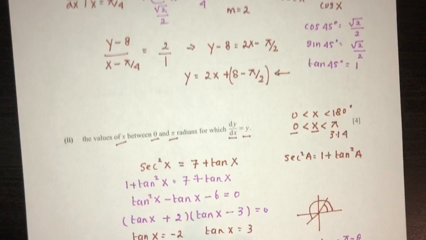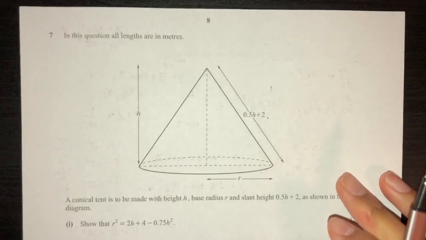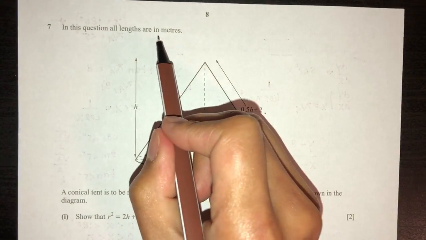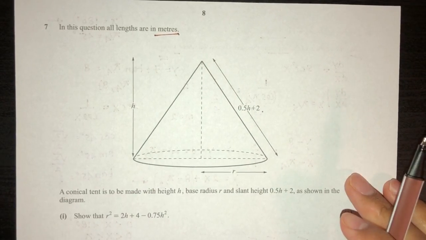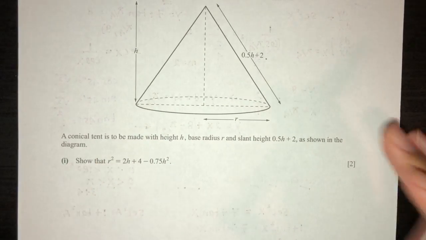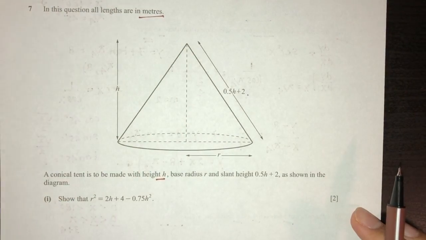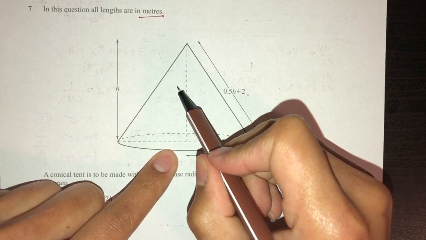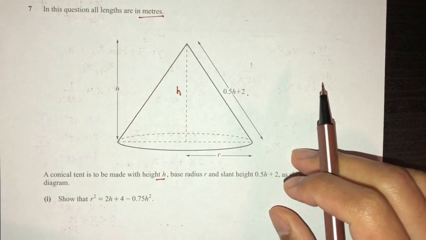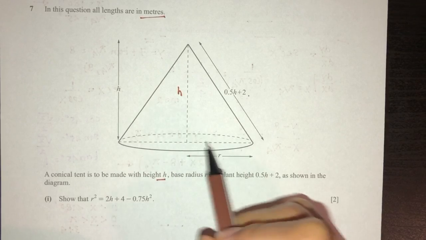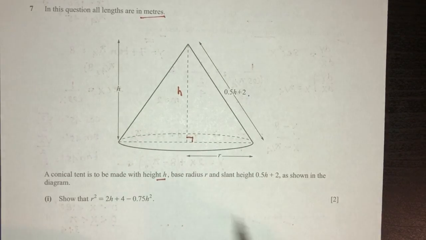Okay, that is question number 6. Now let's move on to question number 7. In these questions, all the lengths are in meters. Okay, so a conical tent is to be made with a height of h. So if this is your height of h, the inside also have to be your height of h. So this is h, this is also h. Okay, and this is a line. It is a horizontal line, which means this is 90 degrees.